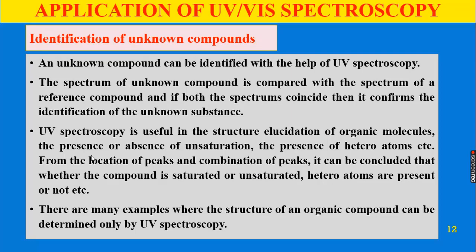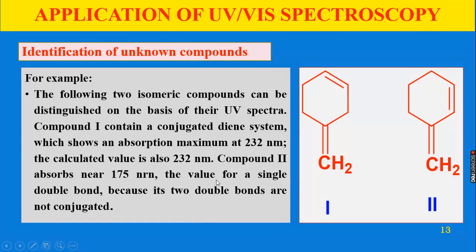The fourth application is the identification of unknown compound. UV visible spectroscopy also helps us to determine an unknown compound by comparing its spectra, known with unknown. It also helps us determine unsaturation, heteroatoms, and the combination of peaks with the standard peaks.